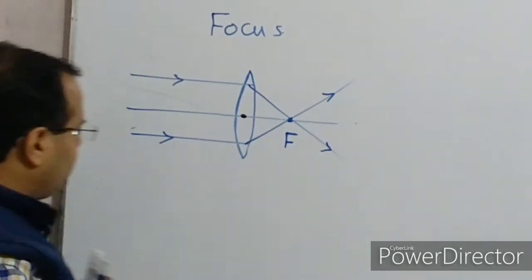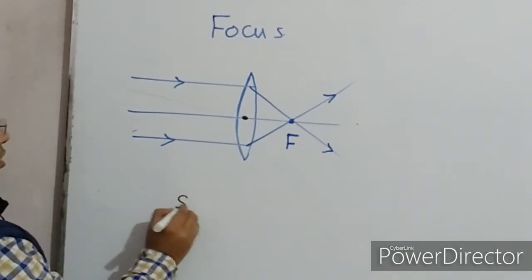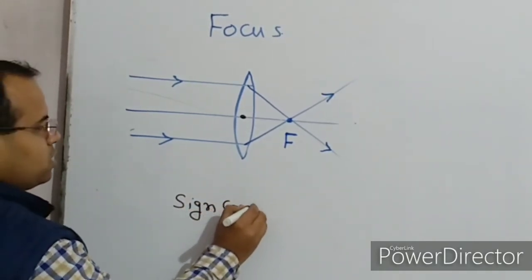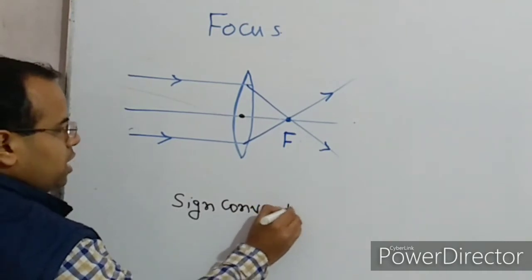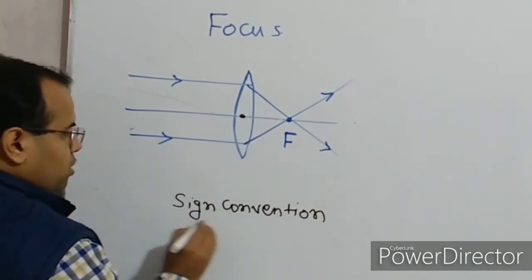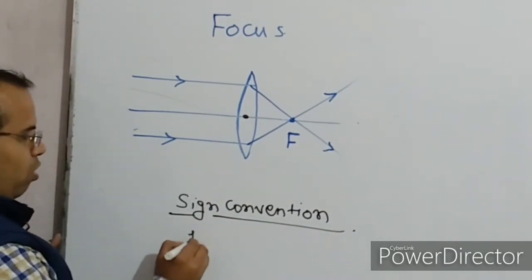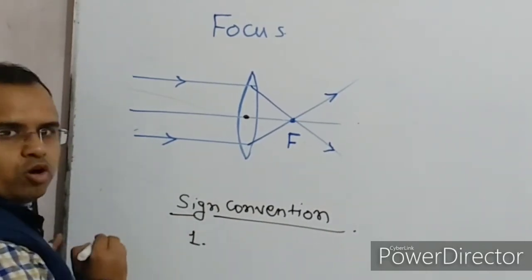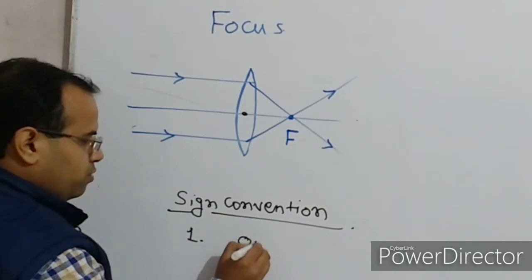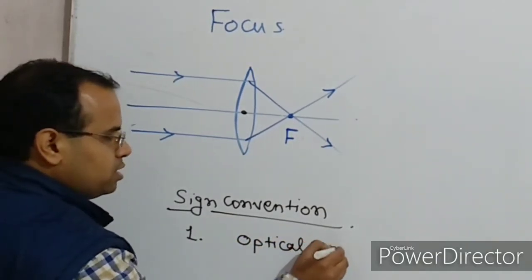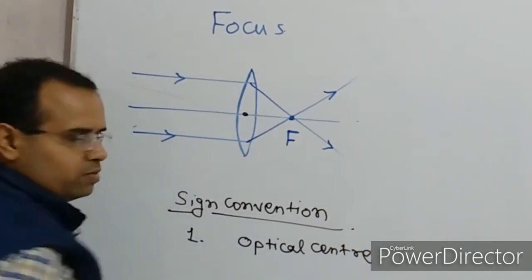Okay, so there is one very important sign convention here. The first sign convention is that all distances are measured from the optical center.